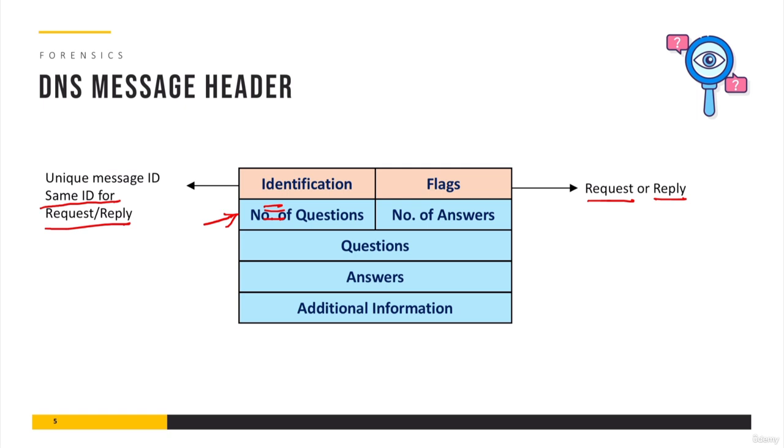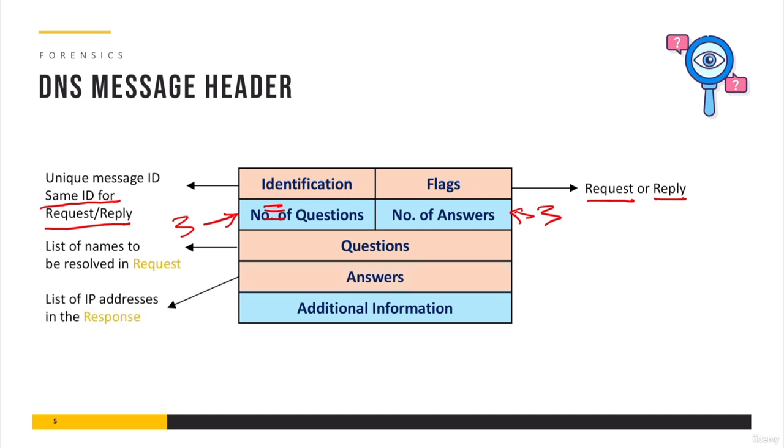And then when the answer is received, the number would be the same. So if you sent 3 requests here, you'll receive 3 answers. And here are the actual names that you need resolved. So it could be 1, 2, or multiple. And then here are the actual IP addresses. For example, let's say you asked, please resolve facebook.com. Then the IP address that you're going to get here will correspond to facebook.com. And this is coming from the DNS server. Then you have the field for additional information, and it's not often used in simple queries.